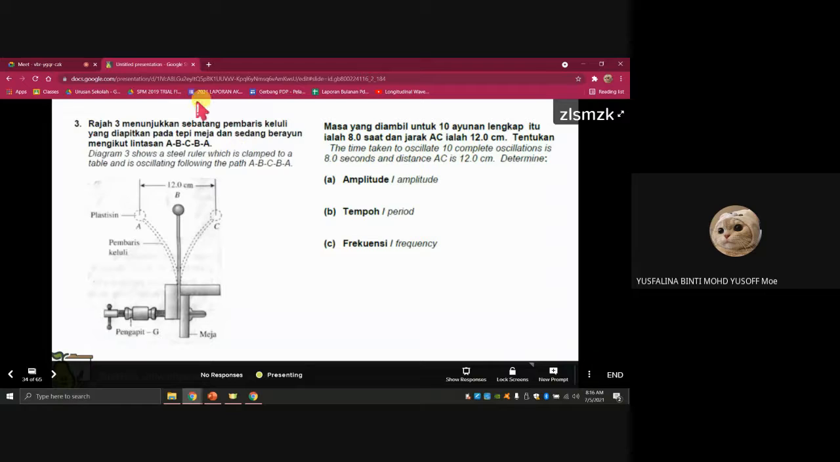Okay, for this one, it says here, diagram 3 shows a steel ruler which is clamped to a table and is oscillating between the paths A, B, C, B, A. The time taken to oscillate 10 complete oscillations is 8 seconds, and the distance AC is 12 cm. So you have to determine the amplitude, the period, and also the frequency. Try to answer this one. Remember, the period is the time taken for one complete oscillation. For frequency, you can just use the formula 1 over T.